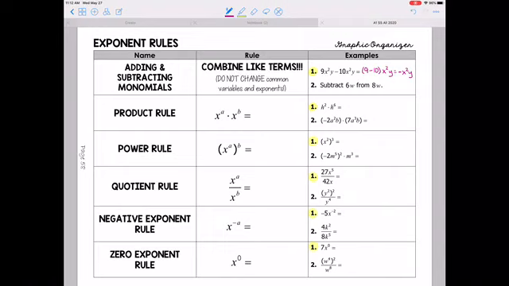For the product rule, we want to take and add the exponents together. So when we multiply the bases, we add the exponents. So in my example over here, we would take our exponents of 2 and 6 and add them together to get h to the 8th power. I'll leave you number 2 as an example. Power rule. When we are taking a power to a power, we multiply the exponents together. So I would take x to the 2 times 3, which would be x to the 6th power.